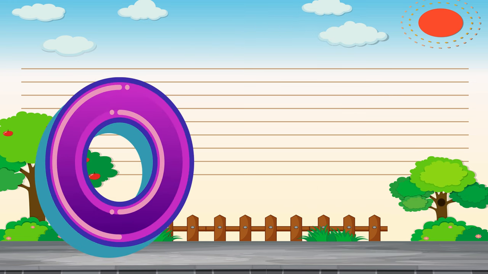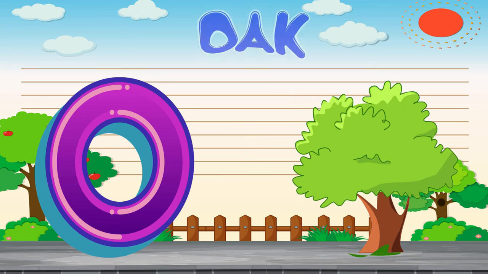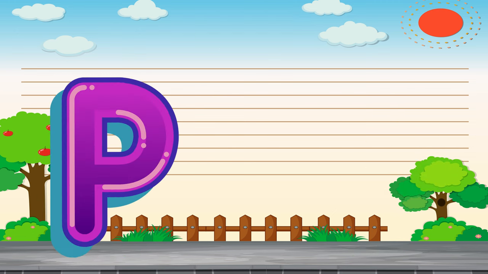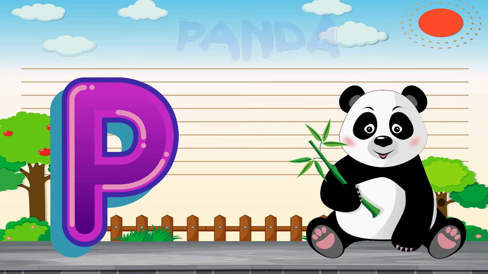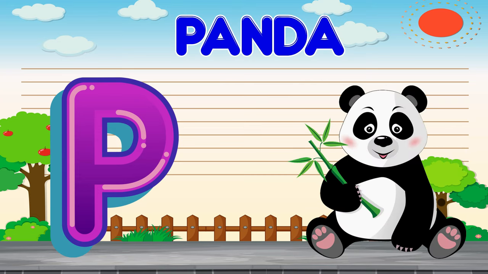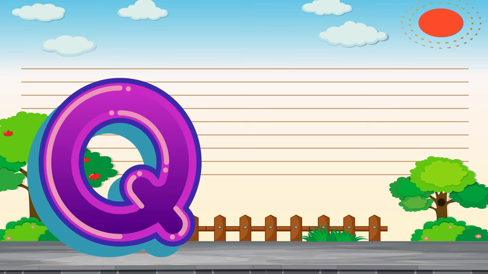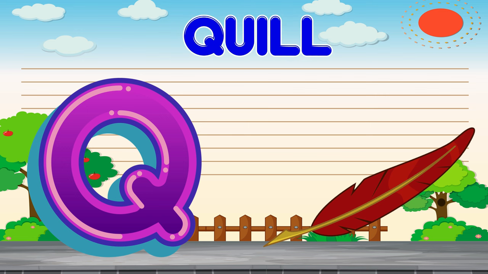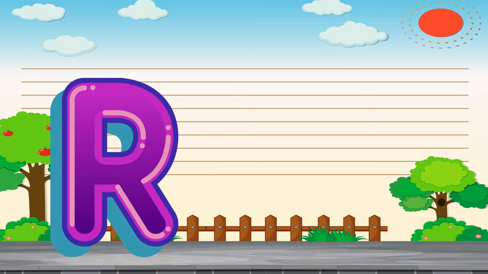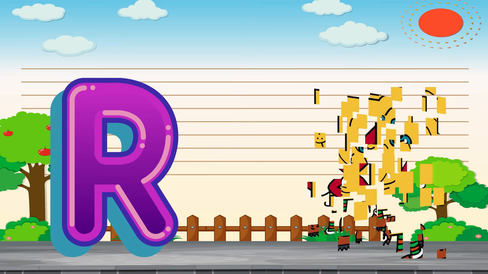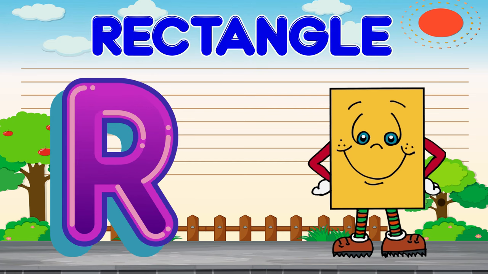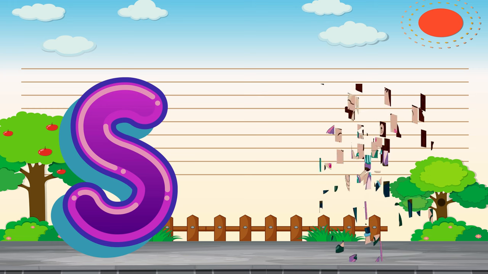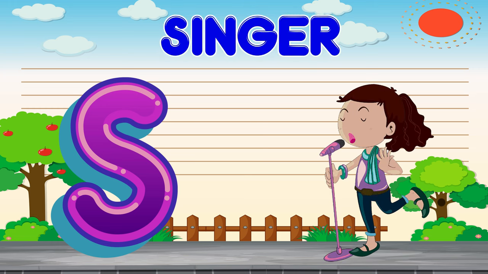O. O for ox. P. P for panda. Q. Q for quill. R. R for rectangle. S. S for singer.